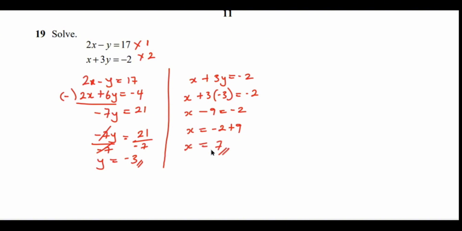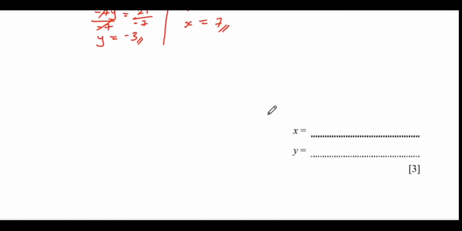We have gotten our y as minus 3 and our x as 7. We need to be sure of our answer by putting them in the equations to check. 2 into x, which is 7, minus 3 times minus 3: this will give you 14, this will give you plus 3, and that gives you 17. You can also check the second one: x is 7, plus 3 into minus 3. That gives you 7 minus 9, which is equal to minus 2. So our answers are correct. You can come back here and write your answer, x equals 7 and y equals minus 3.